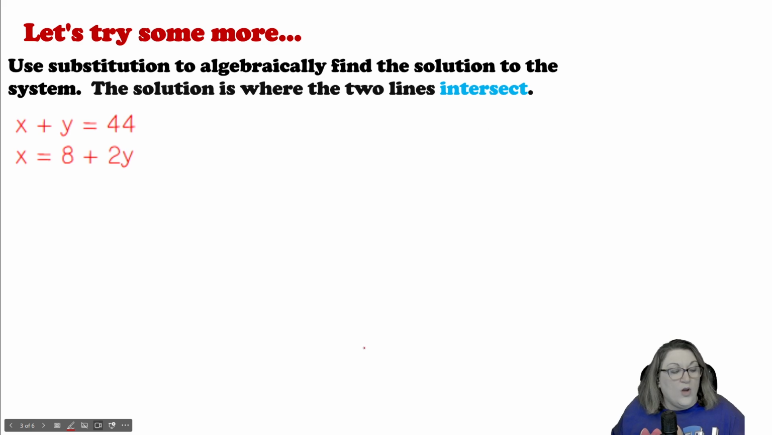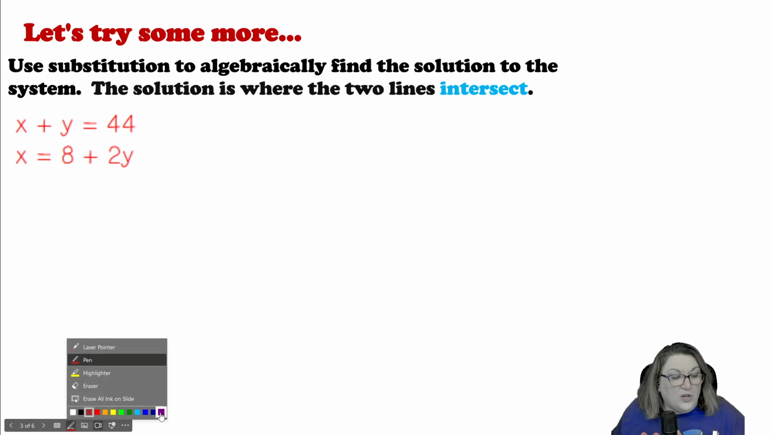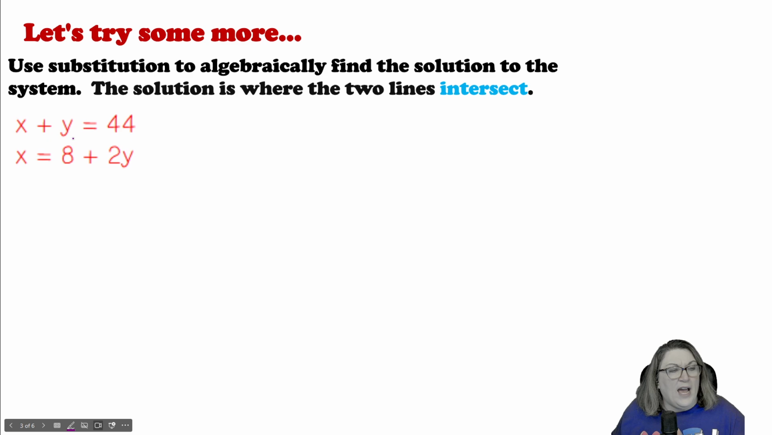So here we go. We have another one here. Let's change to purple this time. Okay, this time I don't have y equals something, but I do have x equals something. X is equal to all of this. So where am I going to substitute it? In place of that x there. So when I rewrite the equation on top now, I don't have an x in it anymore because I'm taking that x out and I'm replacing it with what x is equal to in the second equation. So I've rewritten my first equation, taking the x out and substituting it with 8 plus 2y.